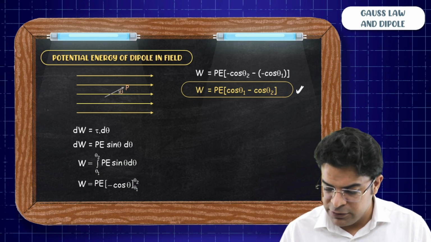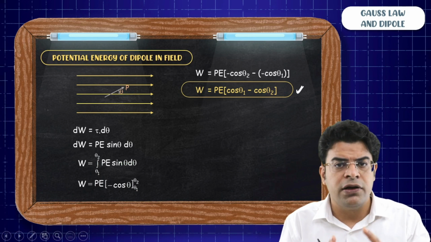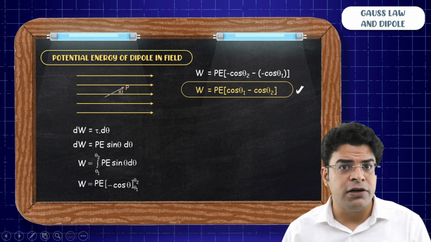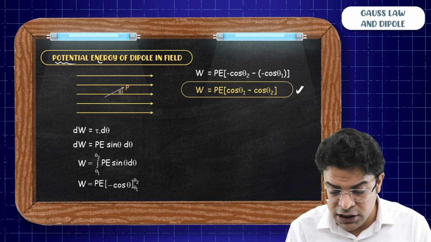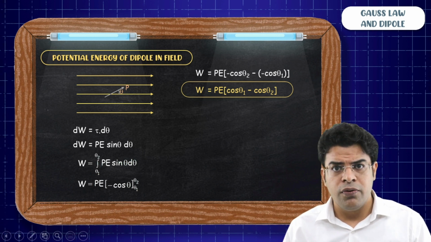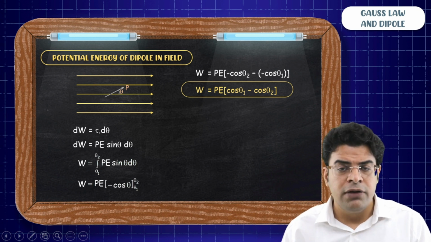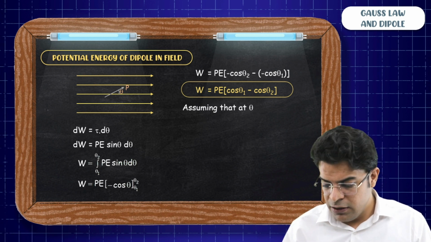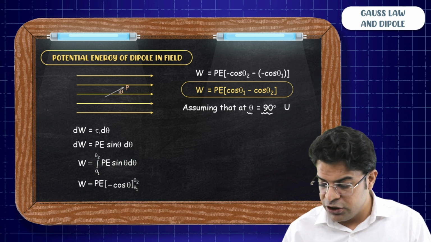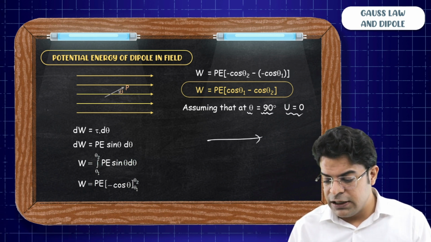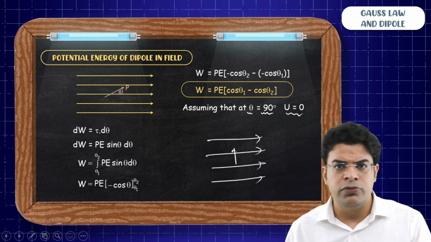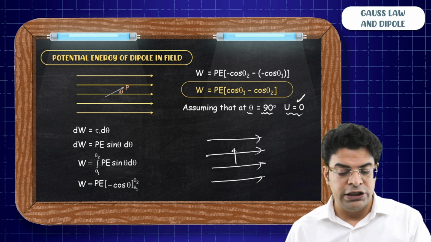Once we have established this, we know the work done required in rotating a dipole. But our mission is not to find the work done. Our mission is to determine the potential energy of a dipole in a uniform electric field. So we assume a reference potential. Let's assume that when theta equals 90 degrees, the potential energy is 0. So when the dipole is perpendicular to the electric field, the potential energy is 0.